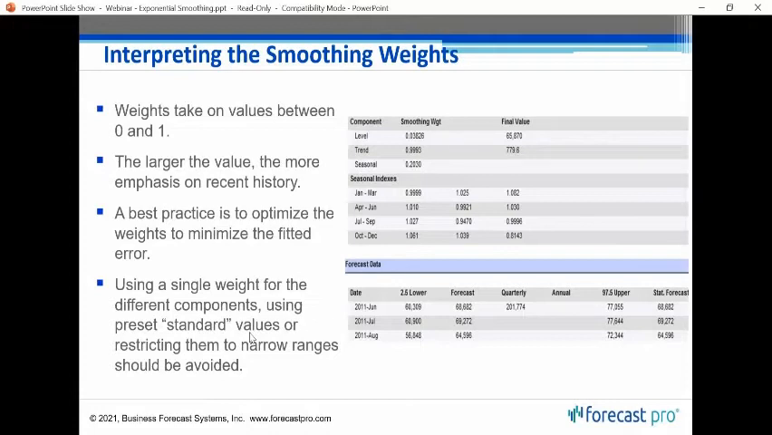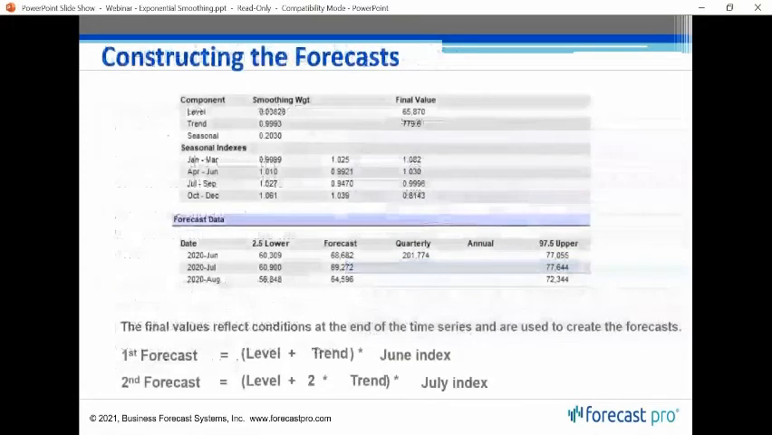Why do people take these shortcuts? One byproduct of doing that is that the models can be very quick to build. We don't have to optimize these smoothing weights, and so we can make them very, very quick. But the problem with that is it's at the expense of accuracy. So again, in terms of the model, we have the smoothing weights. The other thing we were looking at is the final values.